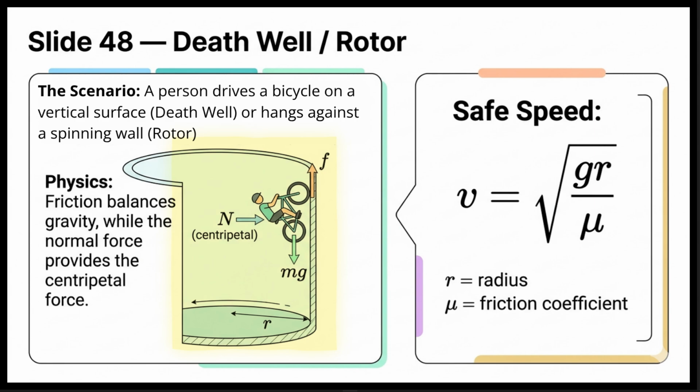N pointing toward the center, friction pointing up, and mg pointing down. For the system to work, the minimum safe speed must satisfy v equals the square root of g times r over the friction coefficient.